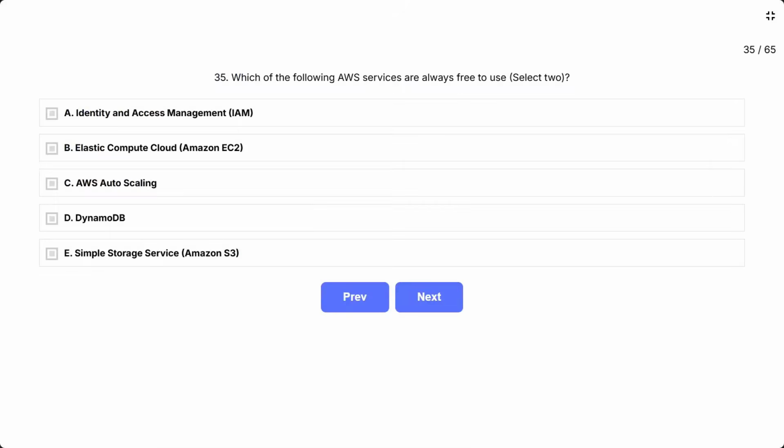Question 35. Which of the following AWS services are always free to use? Select 2. A. Identity and Access Management, IAM. B. Elastic Compute Cloud, Amazon EC2. C. AWS Auto Scaling. D. DynamoDB. E. Simple Storage Service, Amazon S3.